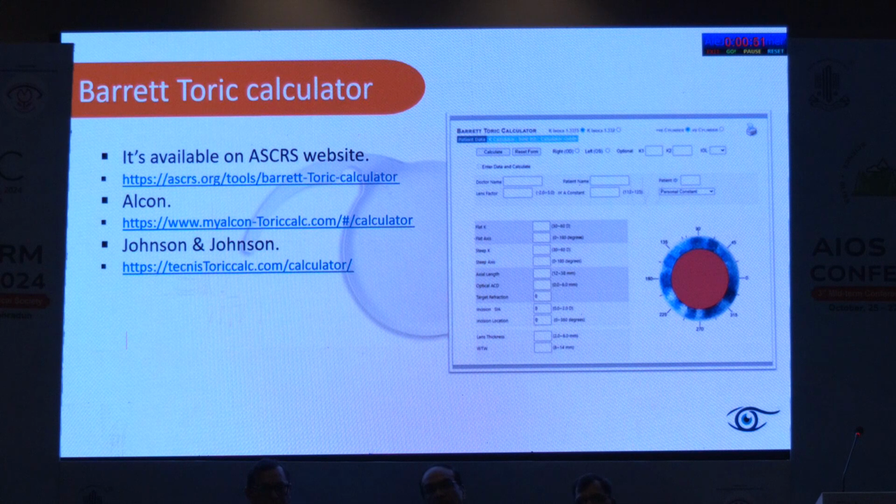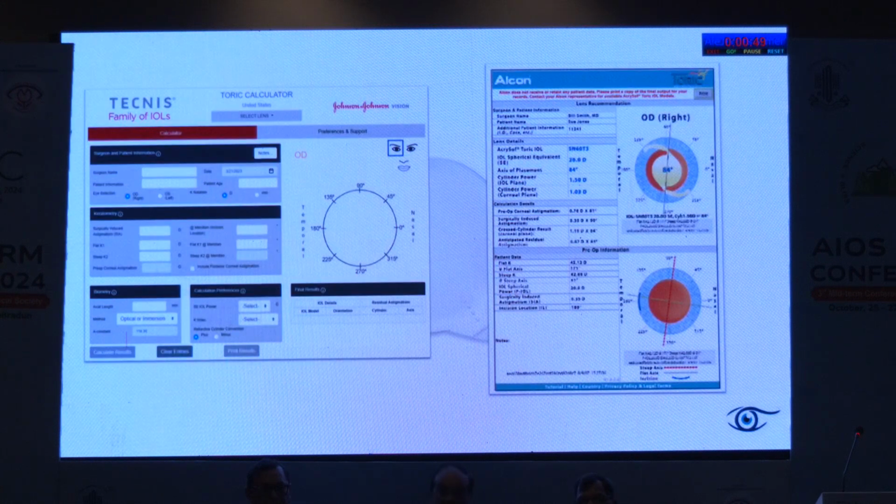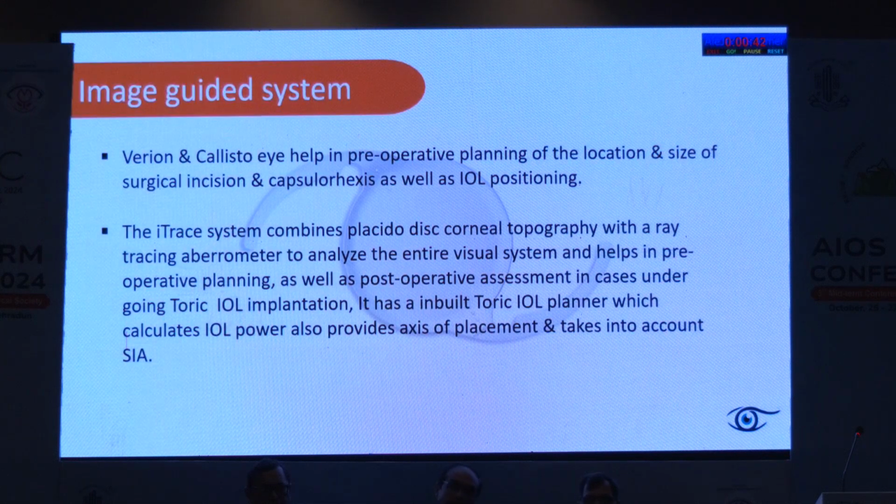And this is also available with various companies, the individual IOLs that we are using. So this can be easily done. Image guided system, like Verion and Callisto, can be used for preoperative planning, which will give us the location and the size of the surgical incision as well as IOL positioning.